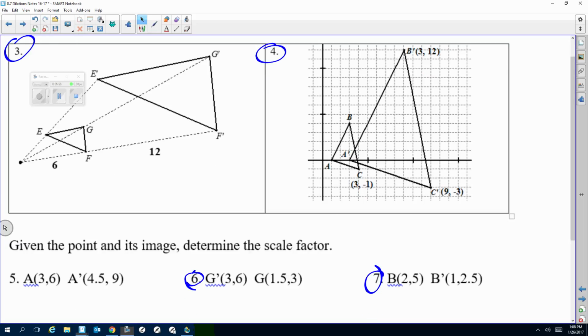Okay, scale factor for 3. Anyone? It is not 2. First of all, our dotted lines here, we're going to see an animation of this, but you need to be able to do this because you're going to sometimes get a center that's not the origin. Basically, these lines are connecting the image and its pre-image together. So we're just going to label that point right there as your center of dilation.